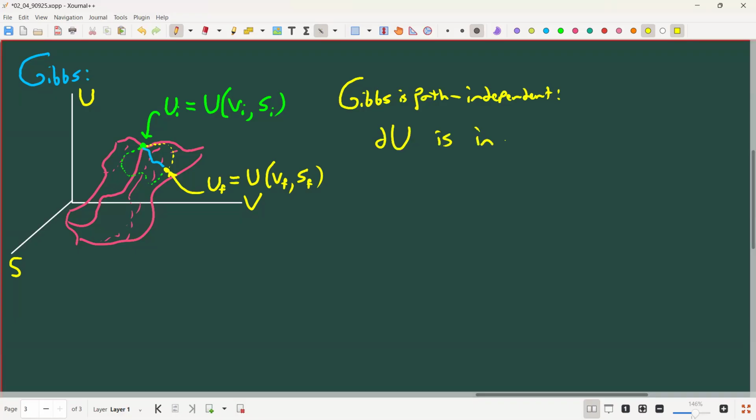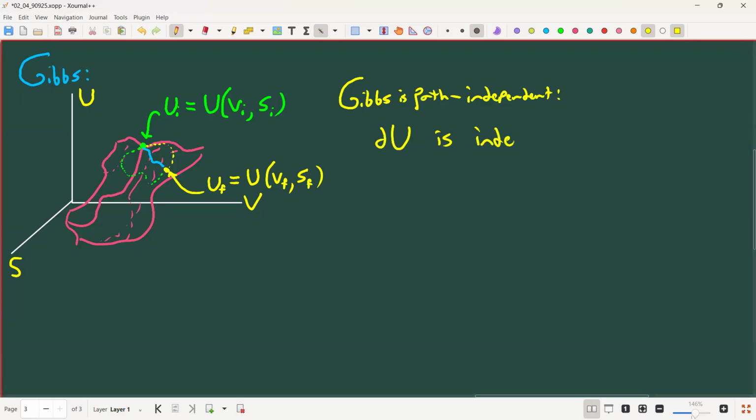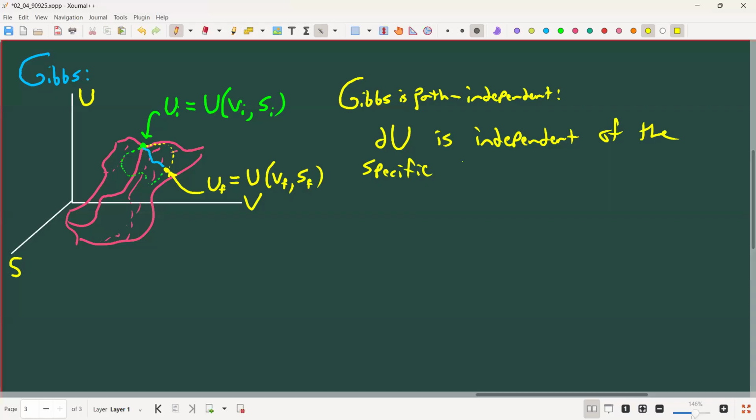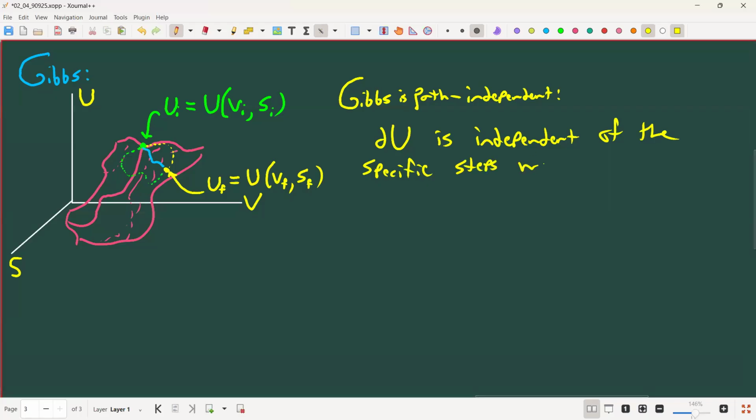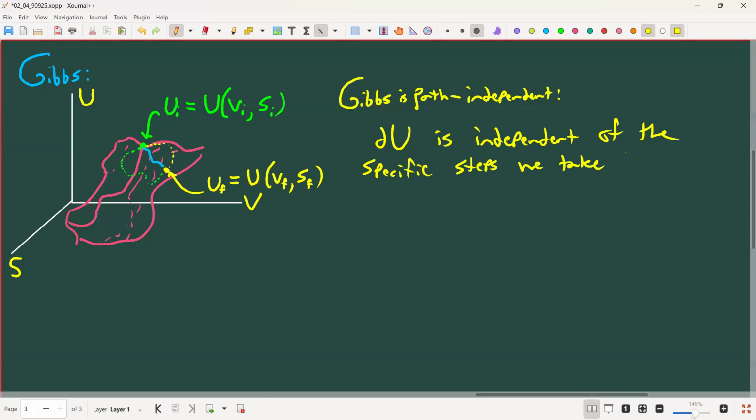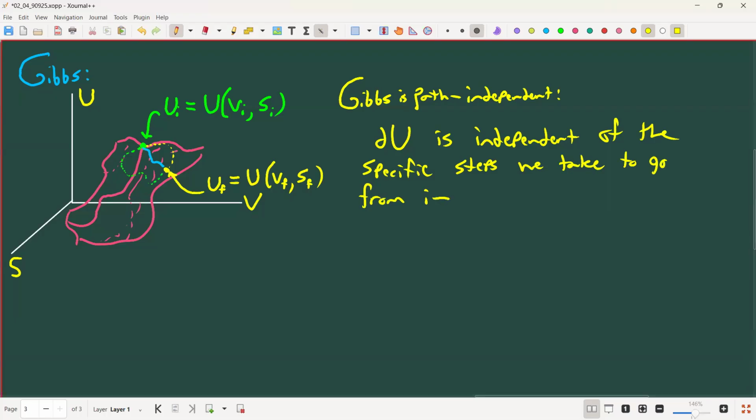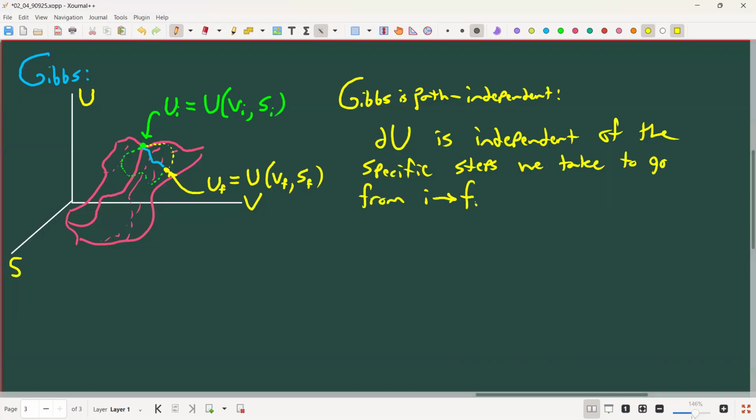So the observed energy that we measure, the change in energy we measure, is independent of the specific steps we take to go from I to F. No matter what, dU is always going to be just the difference between this energy and this, independent of the path. Now, that's a different question than what path does the system take automatically.